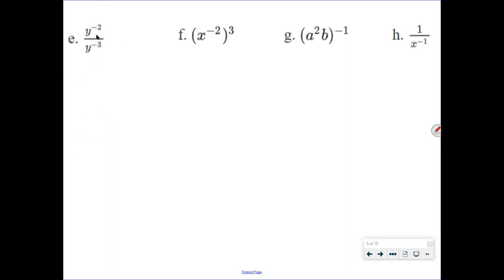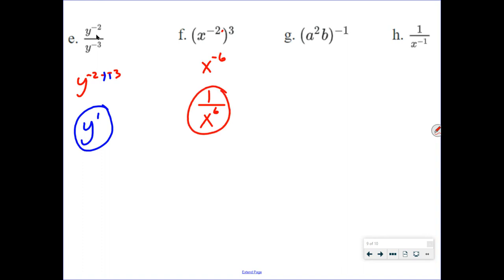So another way you could have done it is said, hey, I've got those exponents, and the rules of exponents say subtract. So y to the negative second minus negative third, that becomes plus positive, and the answer, y to the first. So the correct answer for E is y to the first. This one, rules of exponents tell me if I've got them outside the parentheses, I multiply, so I get x to the negative sixth, but I don't want a negative exponent, so it becomes 1 over x to the sixth.